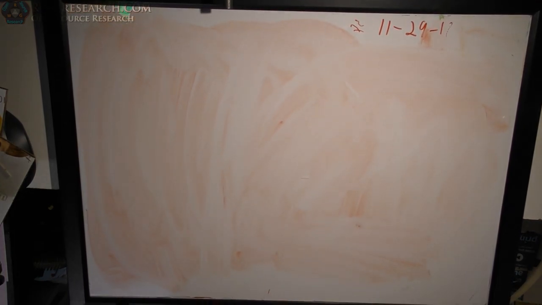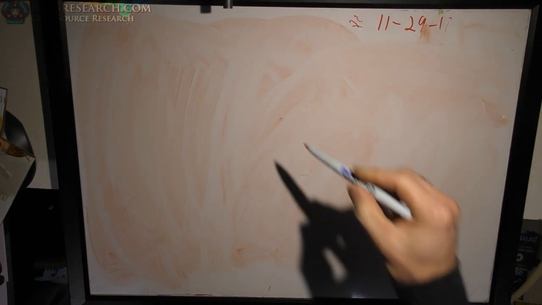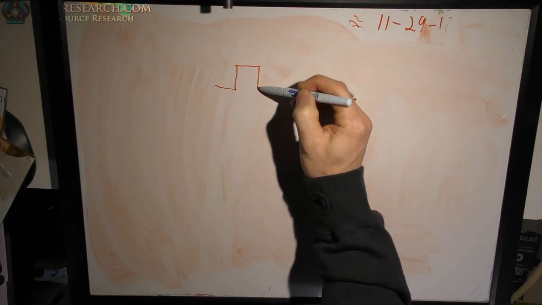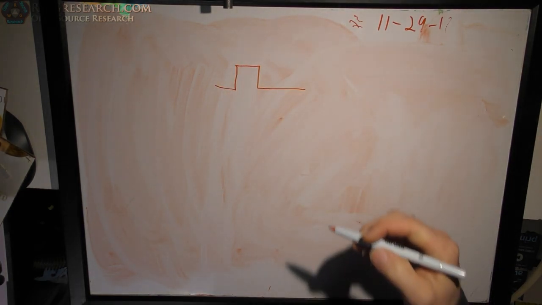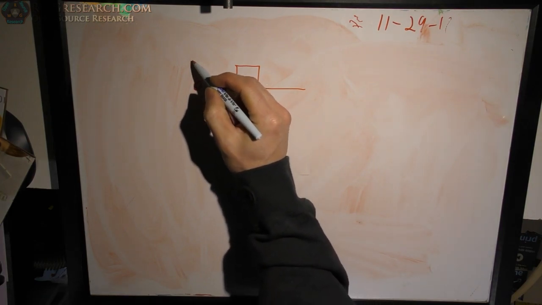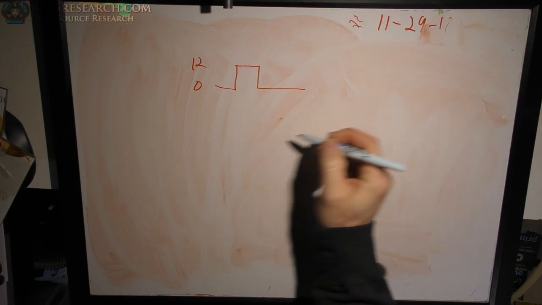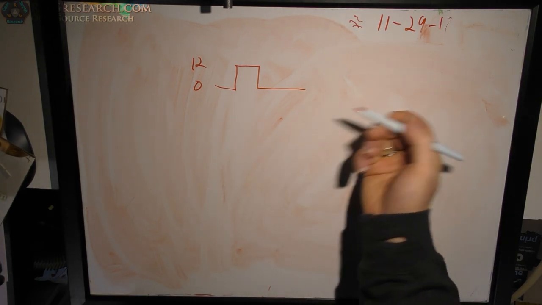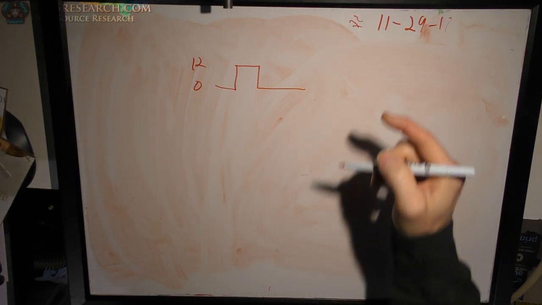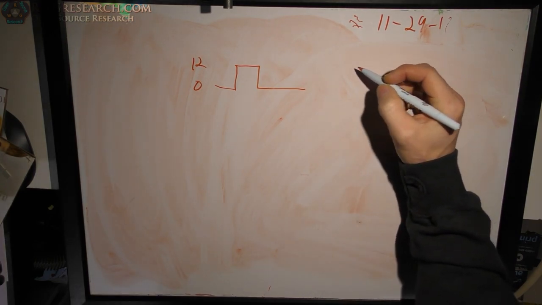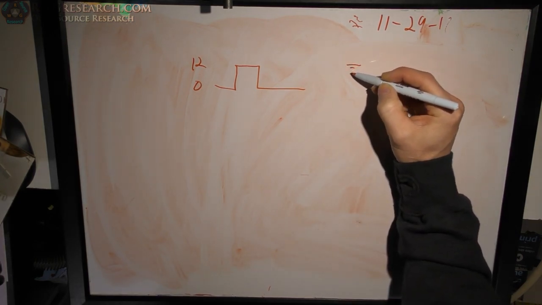Okay, so briefly, I want to talk about what happens when we have a pulse, a voltage. All right, let's make this 0 and let's make this 12 volts. Now let's say our circuit is real simple. It's what I told you last time. The question I have that everyone seems to get confused.